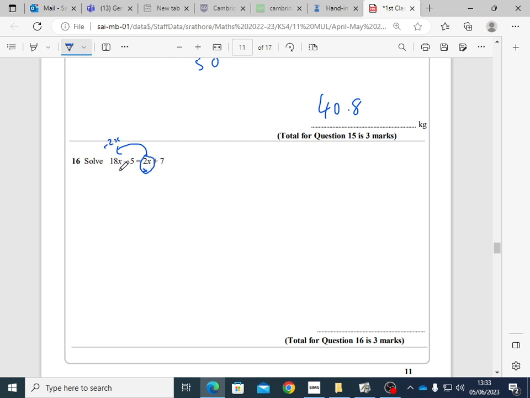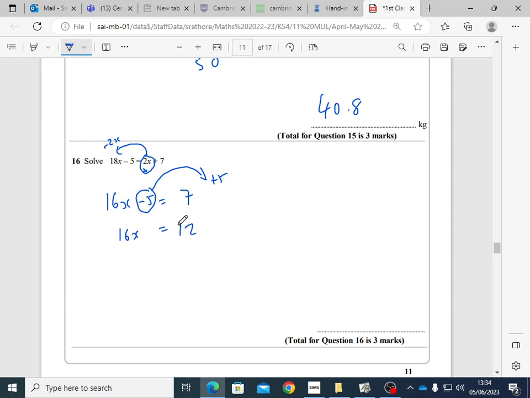So 18x, take away 2x is 16x. Happy days. Minus 5 equals 7. That's a positive 7. Now I want to grab this, which is a minus 5, and take it to the other side. Always take the sign in front. If there's no sign in front, it's a positive. So the opposite of minus 5 is plus 5. So that's going to be 7 plus 5 is 12. And that's going to be 16x equals 12.